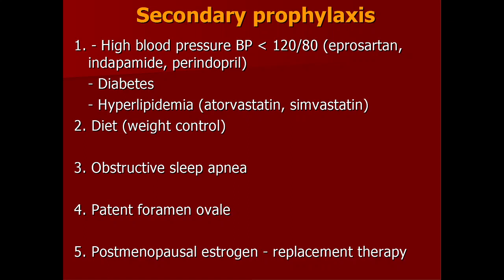Secondary prophylaxis includes high blood pressure control, with recommendation of eprosartan, indapamide, perindopril. In diabetes and hyperlipidemia, atorvastatin and simvastatin. Diet, weight control for secondary prophylaxis of repeated stroke once one already had happened. Caring of obstructive sleep apnea. We know that oxygen through CPAP should be given. Pentoxifylline care and postmenopausal estrogen replacement therapy.